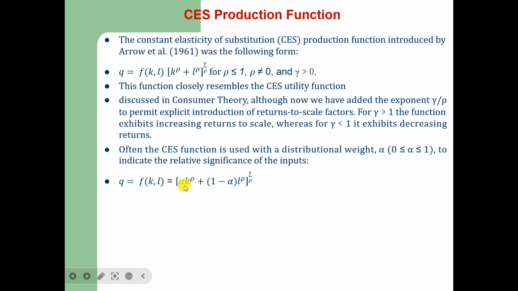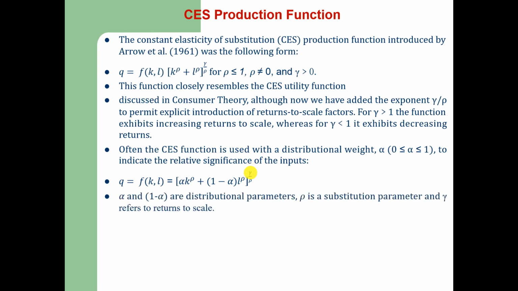Now here in this CES production function, we have one additional parameter, that is alpha and 1 minus alpha, and this is basically the distributive parameter. Rho is a substitutive parameter, and gamma stands for returns to scale. So as I mentioned, alpha and 1 minus alpha are distributional parameters. Rho is a substitution parameter, and gamma refers to returns to scale.